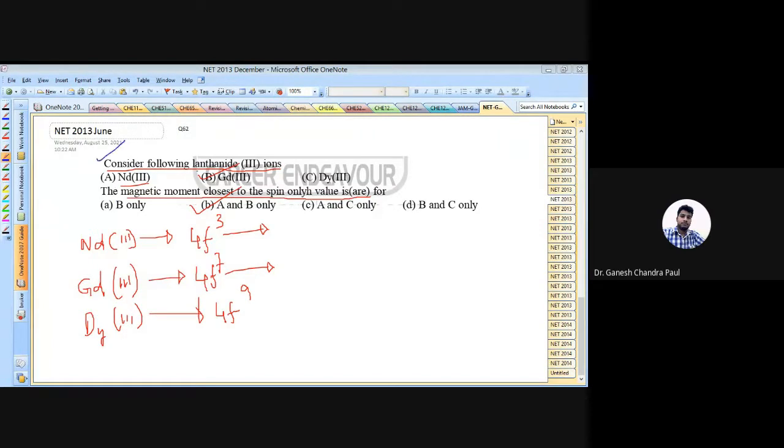Yes, consider the following lanthanide ions: neodymium, gadolinium, and dysprosium. The magnetic moment closest to the spin-only value. Yes, gadolinium, the spin-only value as well as observed value is exactly matching, right? In case of neodymium, it is showing how much?